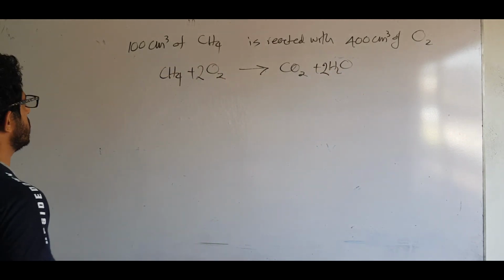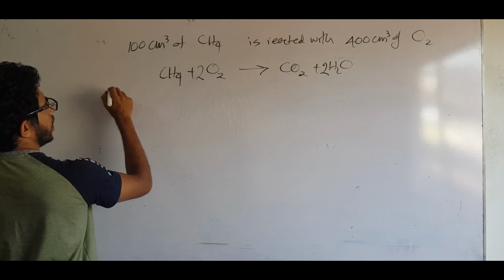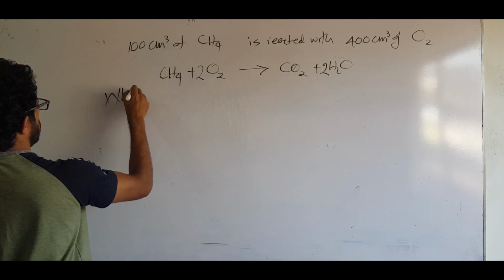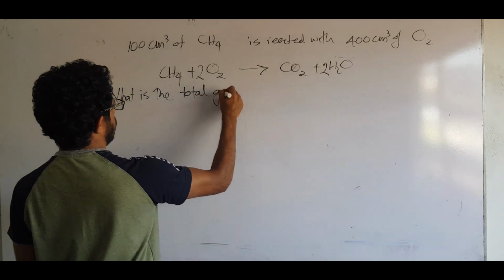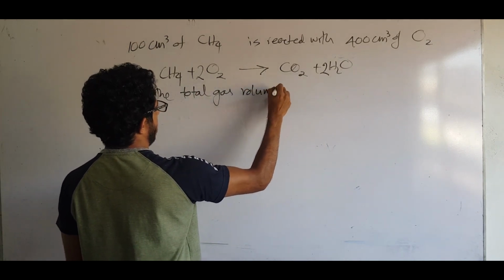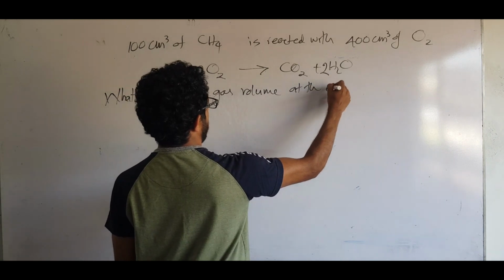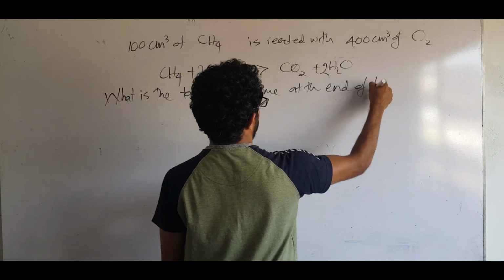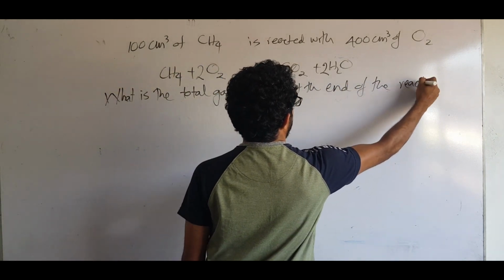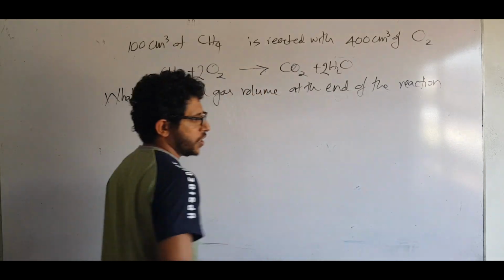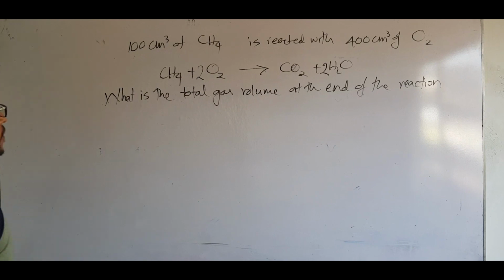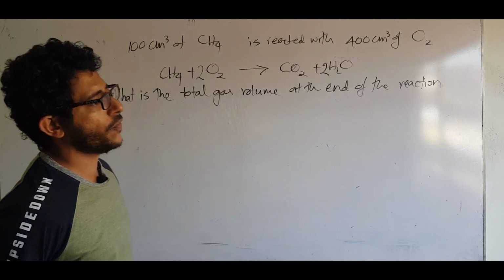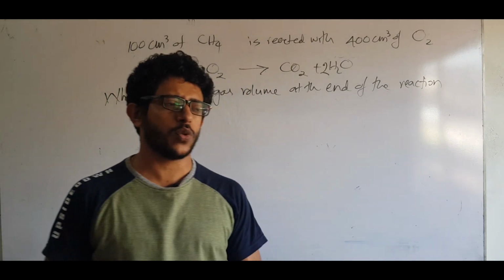The question is, what is the total gas volume at the end of the reaction? This is a very common question type that comes with the MCQs as well. 100 cubic centimeter of CH4 is reacted with 400 cubic centimeter of oxygen. They ask what is the total gas volume, right?